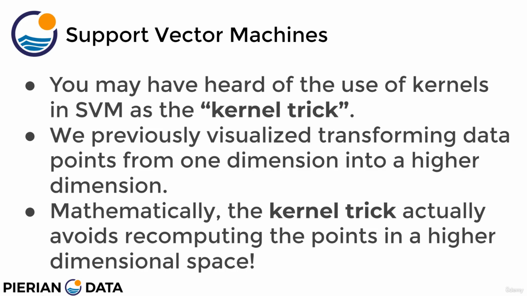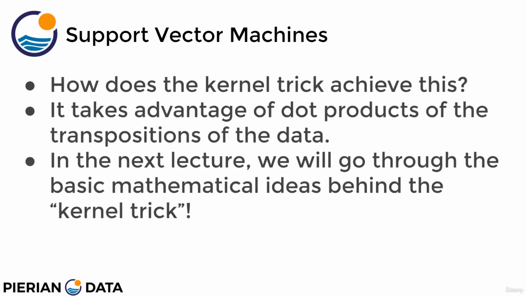But if you've heard the term kernel trick, it's actually talking about using dot products to avoid the expensive computations associated with having to transform everything with a kernel. So how does the kernel trick actually achieve this? It takes advantage of what we just mentioned, which were dot products of the transpositions of the data. And recall, all the way back in our historical discussion, there was a 1964 paper that also noted the same thing. And in the next lecture, we're going to go through some of the basic mathematical ideas behind this kernel trick. I'll see you there.